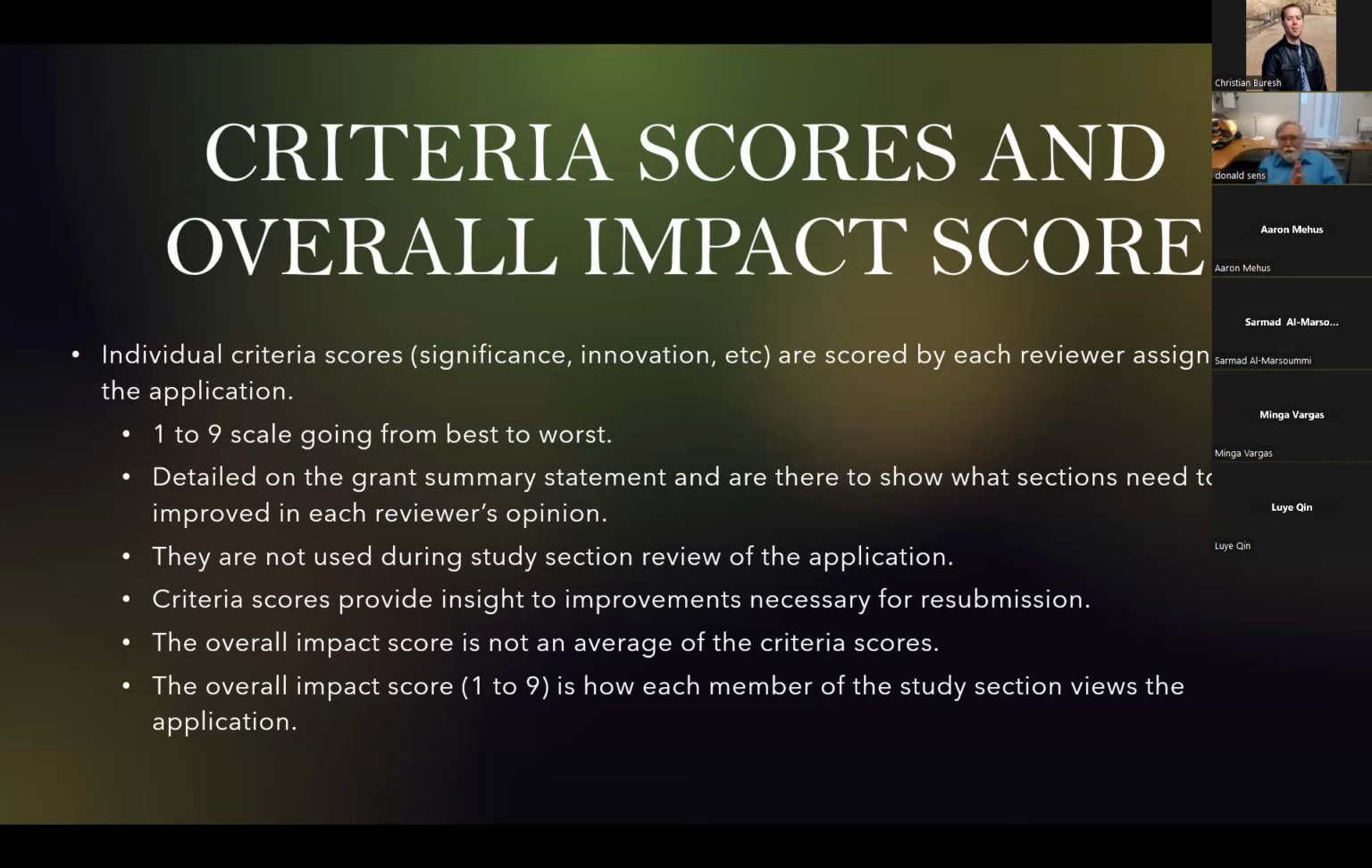So you could have 4 really good criteria scores and 1 terrible one, and the bad one might actually dominate the whole review. Okay, so they're not used for study section review, but they're really important because they provide you insight on what you would need if you want to resubmit the grant.